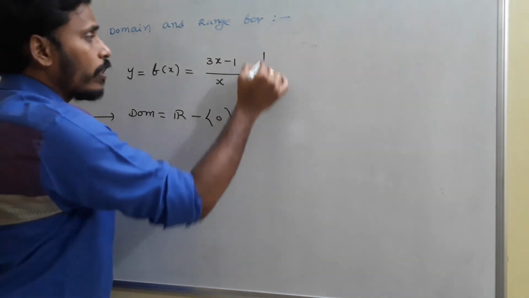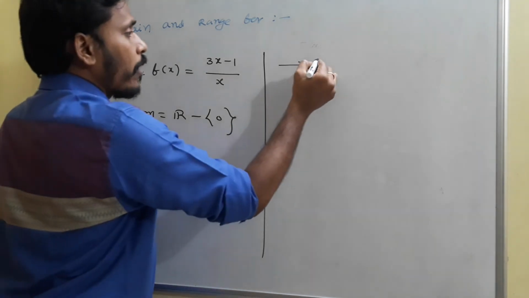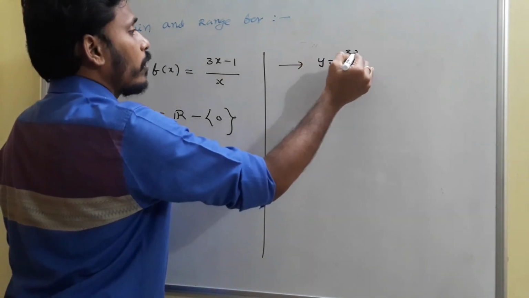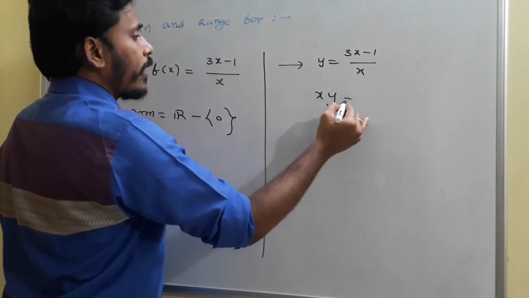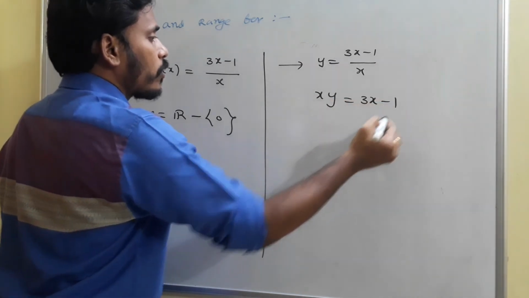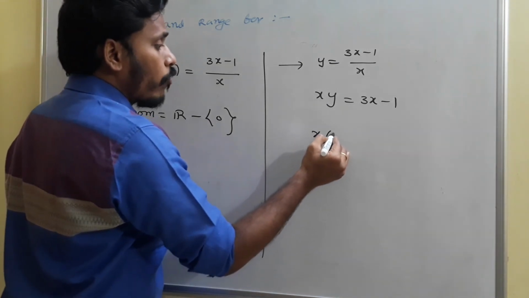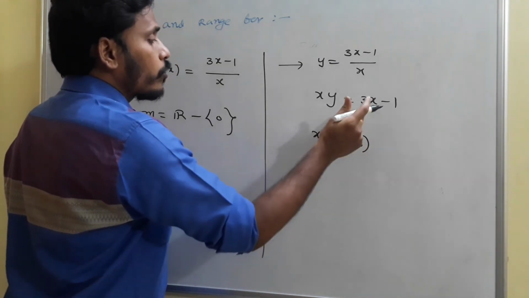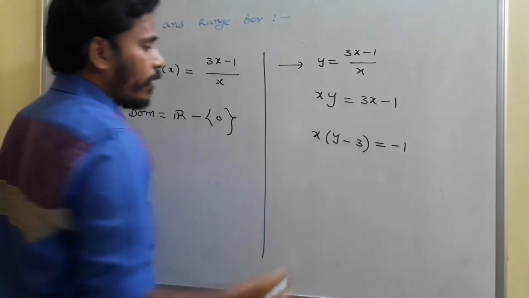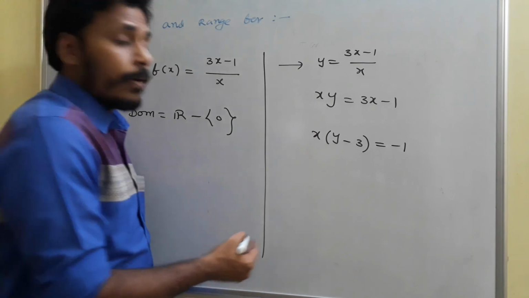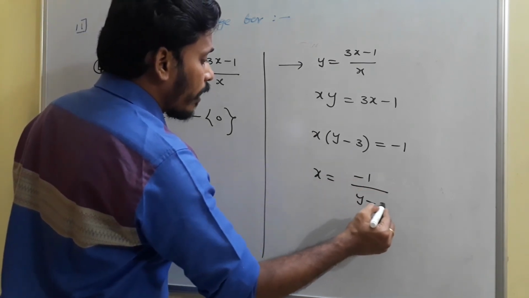Coming to the range part, you need to make x the subject. y equals (3x minus 1) by x. Do cross multiplication: xy equals 3x minus 1. Then make x the subject. Sending the 3x to this side, x times (y minus 3) equals minus 1. Then send that (y minus 3) to the right side. x equals minus 1 by (y minus 3).